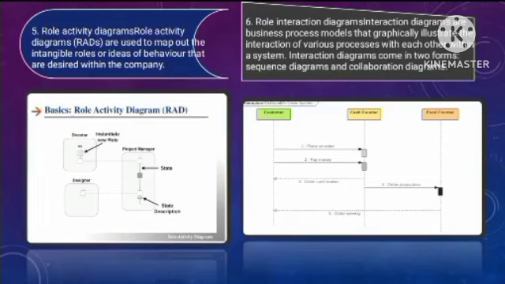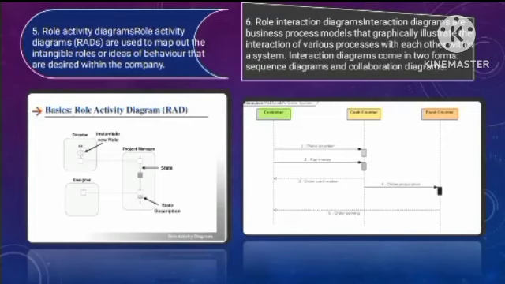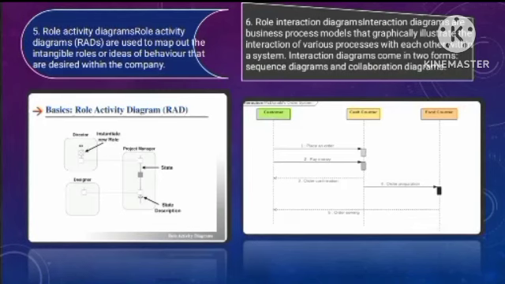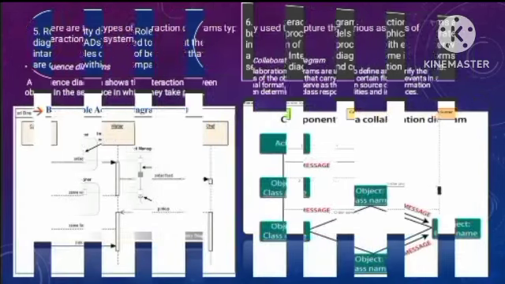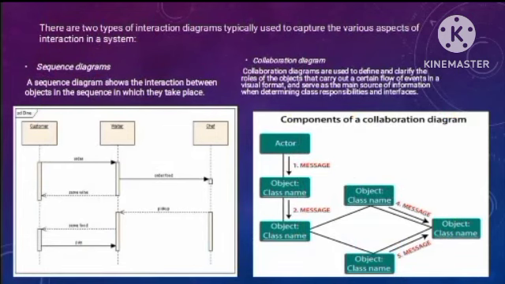So it is a business process model that graphically illustrates the interaction of various processes with each other within a system. Interaction diagrams come in two forms. We have the sequence diagrams and collaboration diagrams. So these are the two types of interaction diagrams which are typically used to capture the various aspects of interaction in a system. So first we have the sequence diagram.